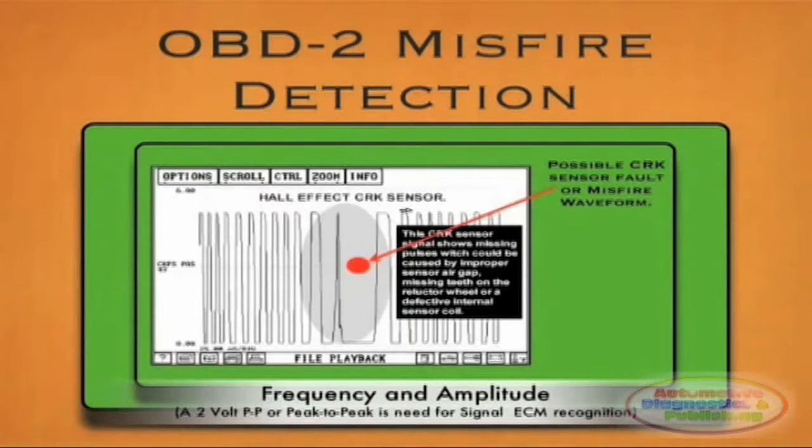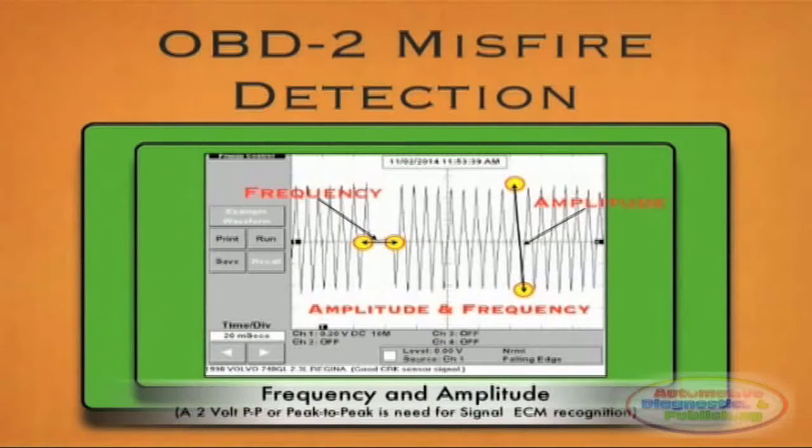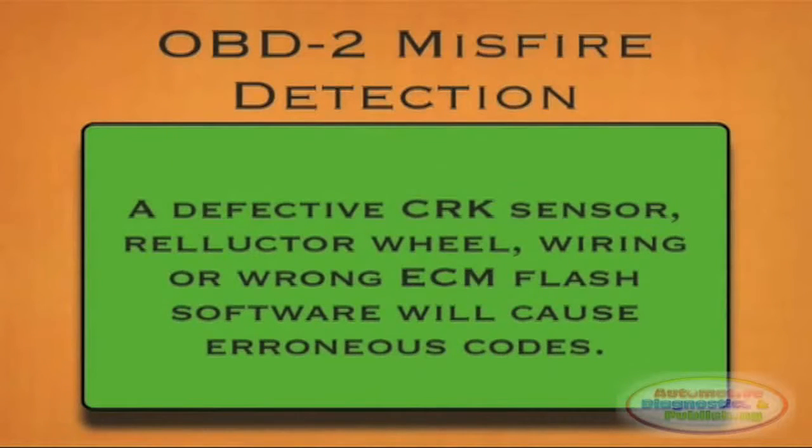At minimum, a small sensor to reluctor wheel gap and a 2-volt peak-to-peak signal is needed. The frequency is the cycle time and the amplitude is the top to bottom distance of the cycle crest. A minimum of 2 volts from top to bottom, or peak to peak, is needed. A sensitive flash is now very rare, but a loose or faulty crank sensor or reluctor wheel are causes of misfires.